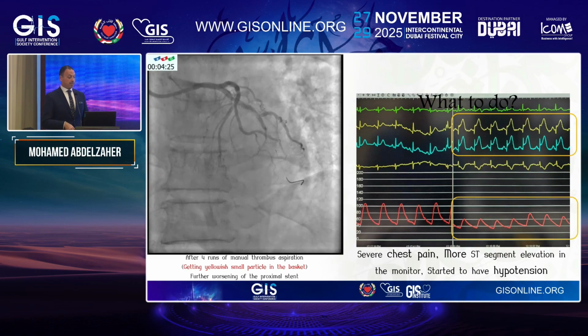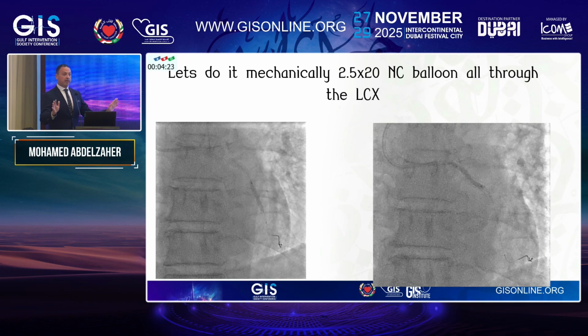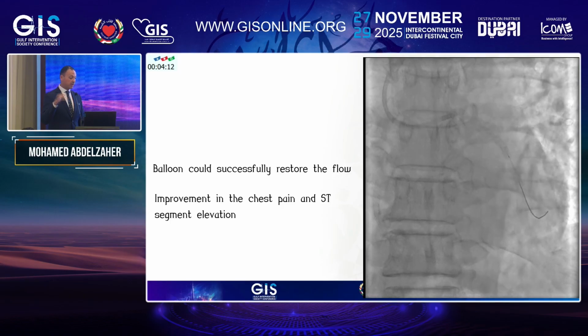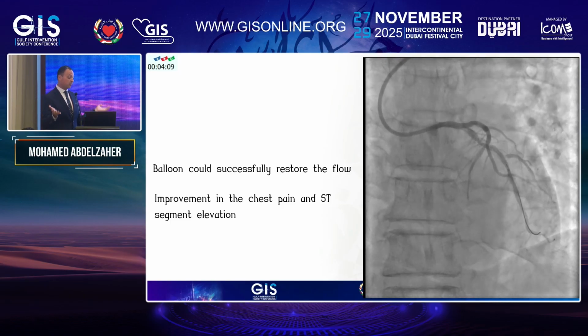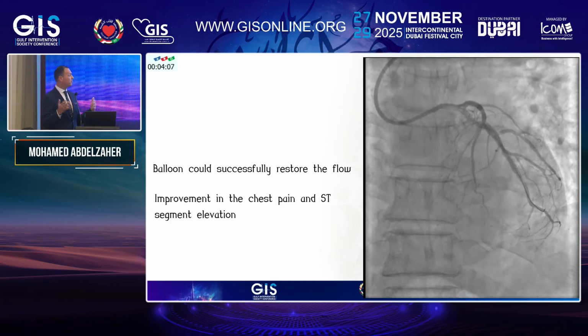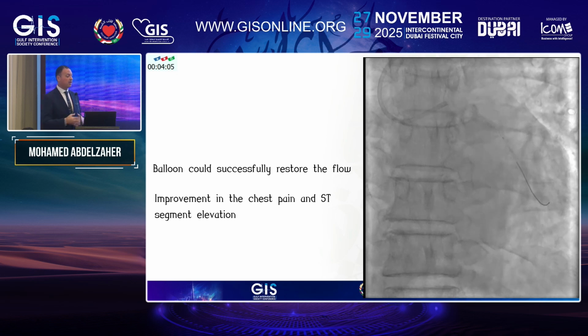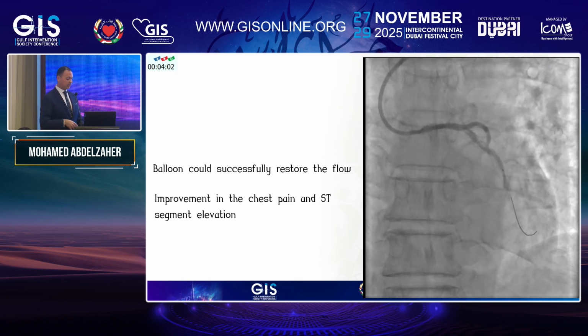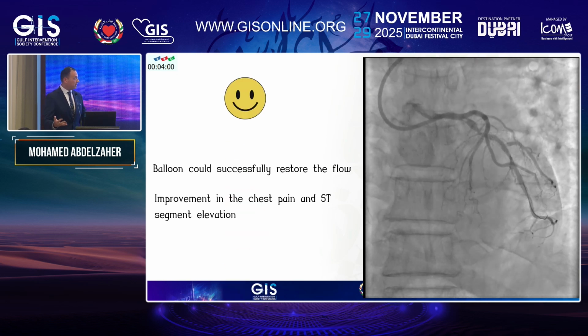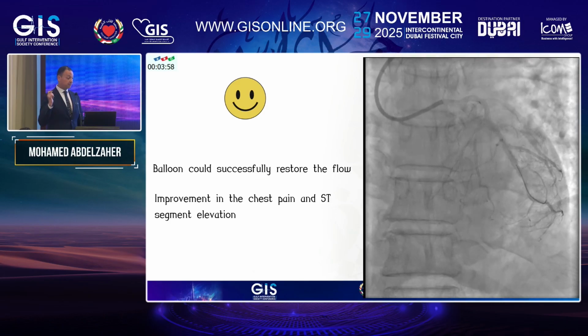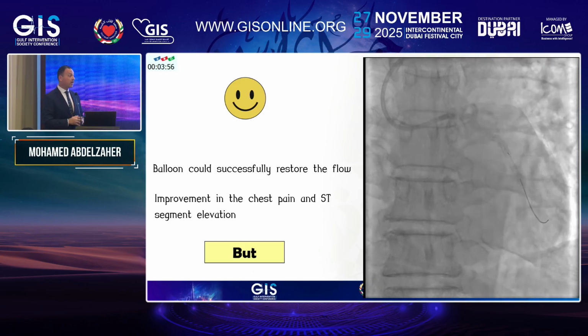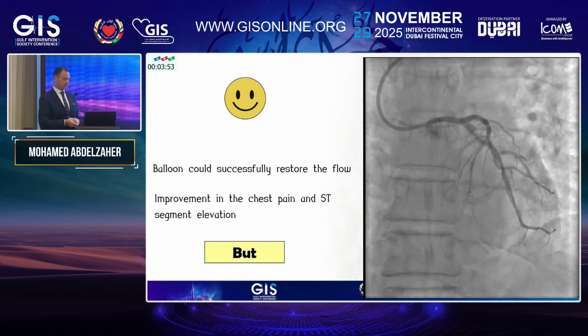So, what to do? Okay, let's go back to basics. Let's have a balloon, do this mechanically, NC balloon 2.5, and dilate all my way in the circ till I understand what is going on. So balloon here, balloon there, and I could restore the flow. So the patient now has less pain and resolution of ST segment elevation. Now I could breathe. The patient is happy, but do you know the ACT? Yeah, ACT was normal, more than 300.